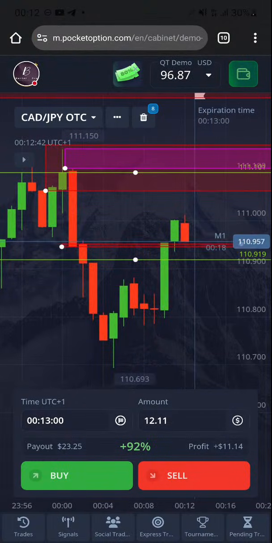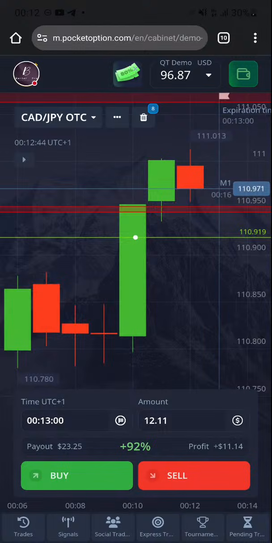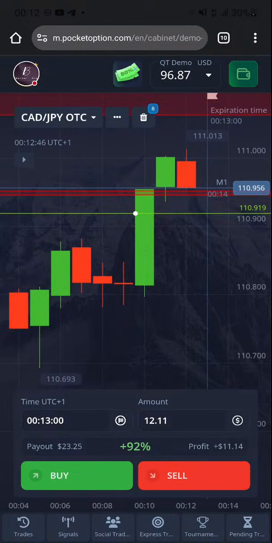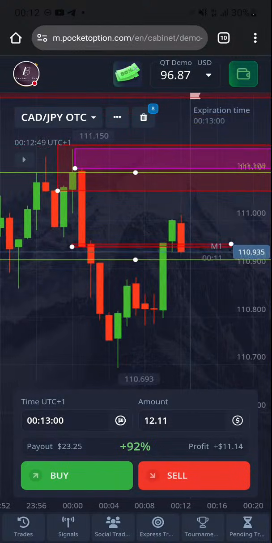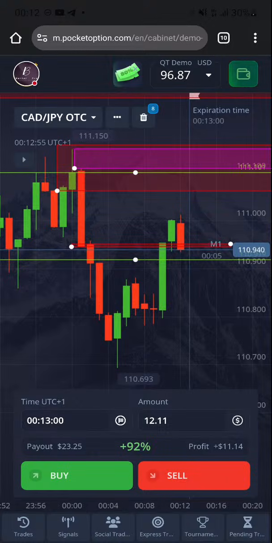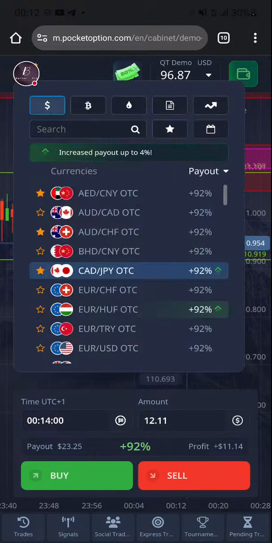I was expecting the red candle before now. We had a gap up in favor of the sellers. Okay, but no problem. Let's check the rest of the market that we marked.